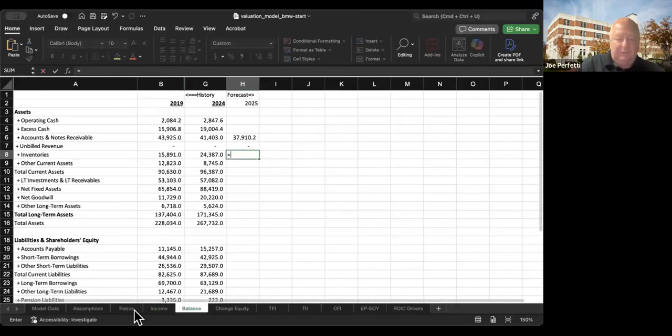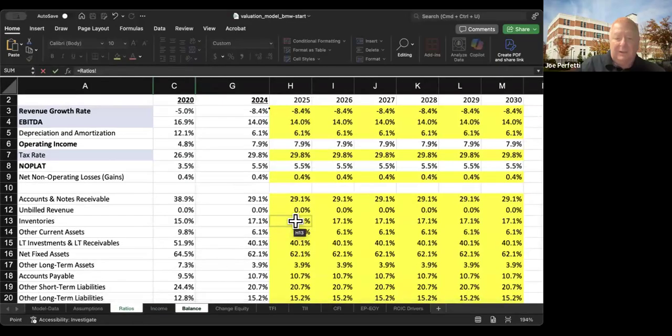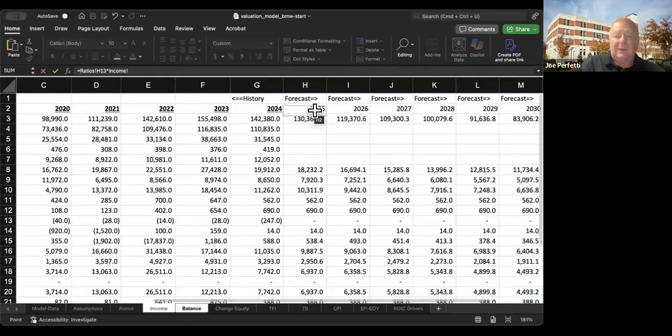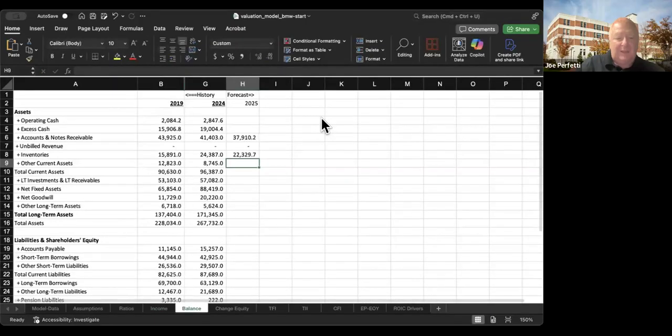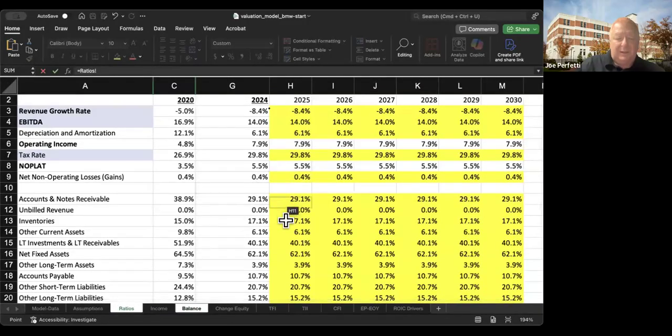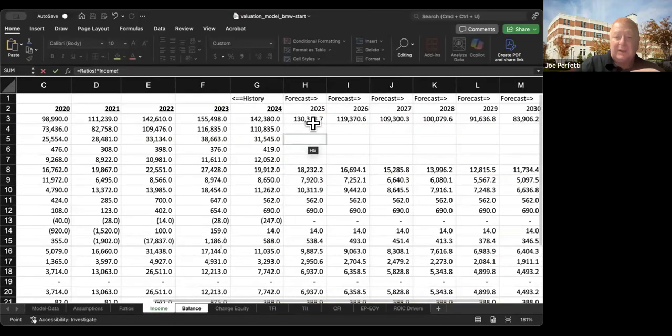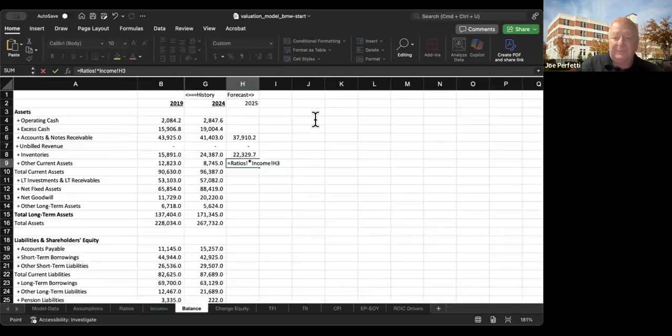The next one is inventory. Equals, from the ratios tab, H13, inventory as a percentage of revenue, times income, 2025 revenue, H3, enter. Other current assets, equals, from the ratios tab, other current assets is H14, times income, 2025 revenue, H3.